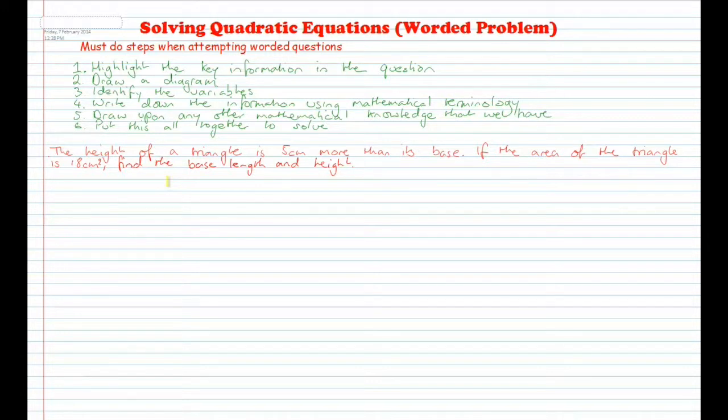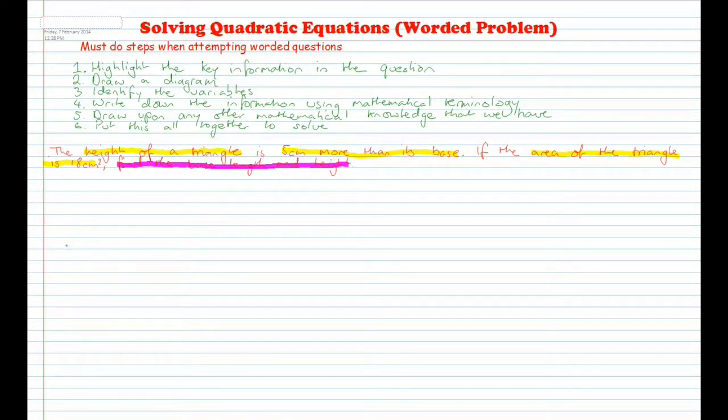So like always when working with worded problems, what you need to do is go through and highlight the key information of the question. So it says the height of the triangle is 5 centimeters more than its base. If the area of the triangle is 18 centimeters squared, find the base length and its height. And we'll just highlight what we're looking for in another colour, so find the base length and its height. Alright, so I've gone through and highlighted all the key information now.